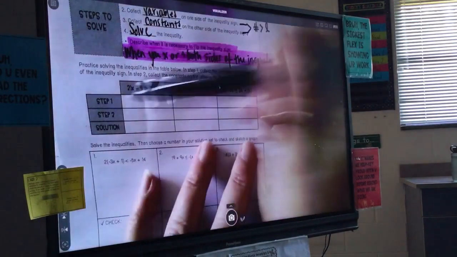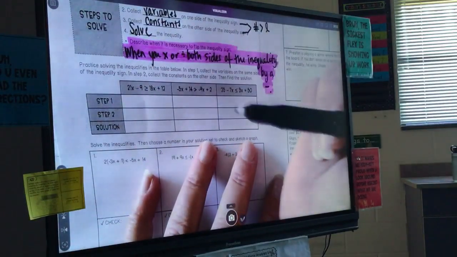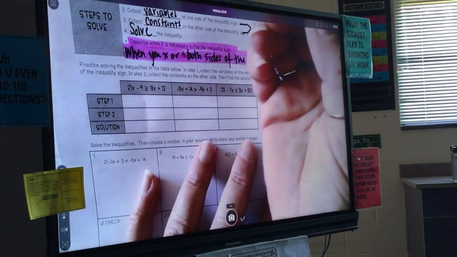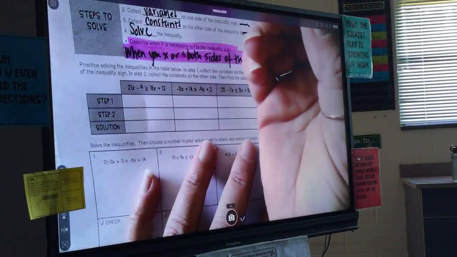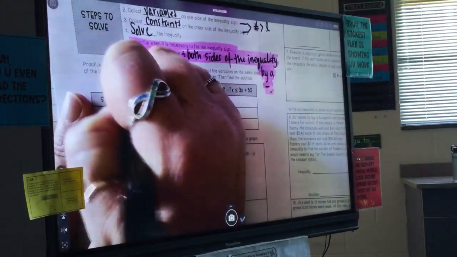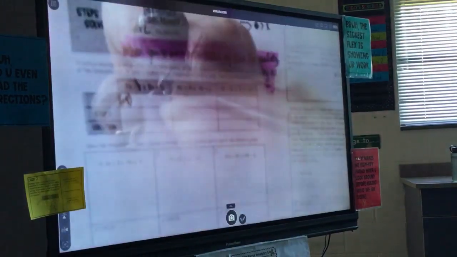So looking at this one, the first step is what? Or what could be a first step? To add 9. Okay, so in parentheses right here for step 1, we're going to put plus 9, because that's the first thing we're doing. So when we plus 9, we get rid of that negative 9.